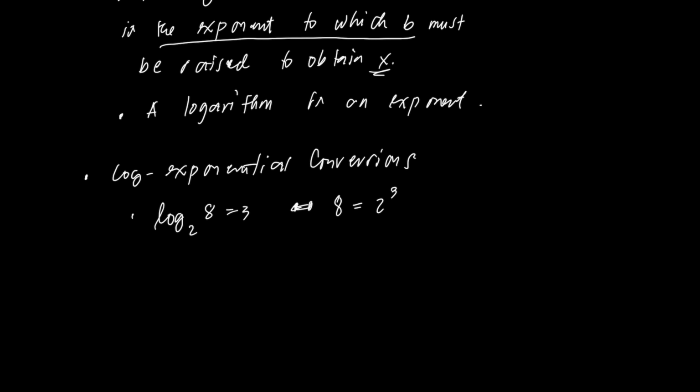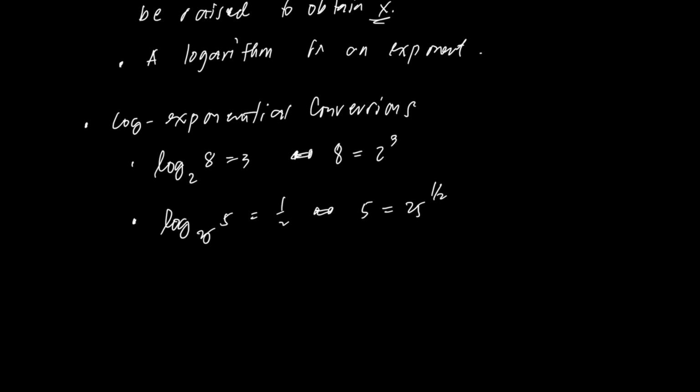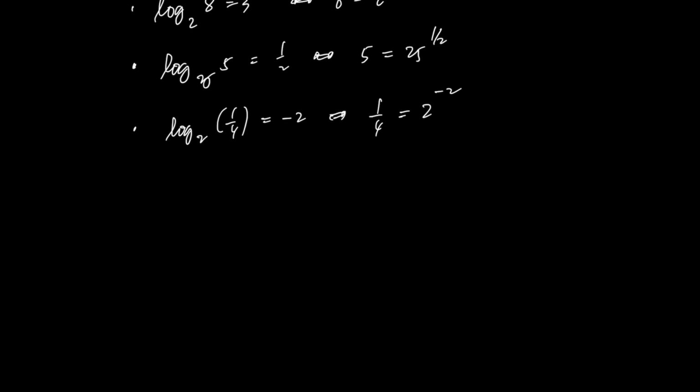2 cubed is 8. Also, if we have log to the base 25 of 5, which is equal to 1/2, is just equivalent to 5 equals 25 to the 1/2. Or take note that the square root of 25 is 5. Also, if we have log to the base 2 of 1/4 equals -2, is just equivalent to 1/4 equals 2 to the -2. Take note, 2 to the -2 is just 1/2 squared, which is 1/4.